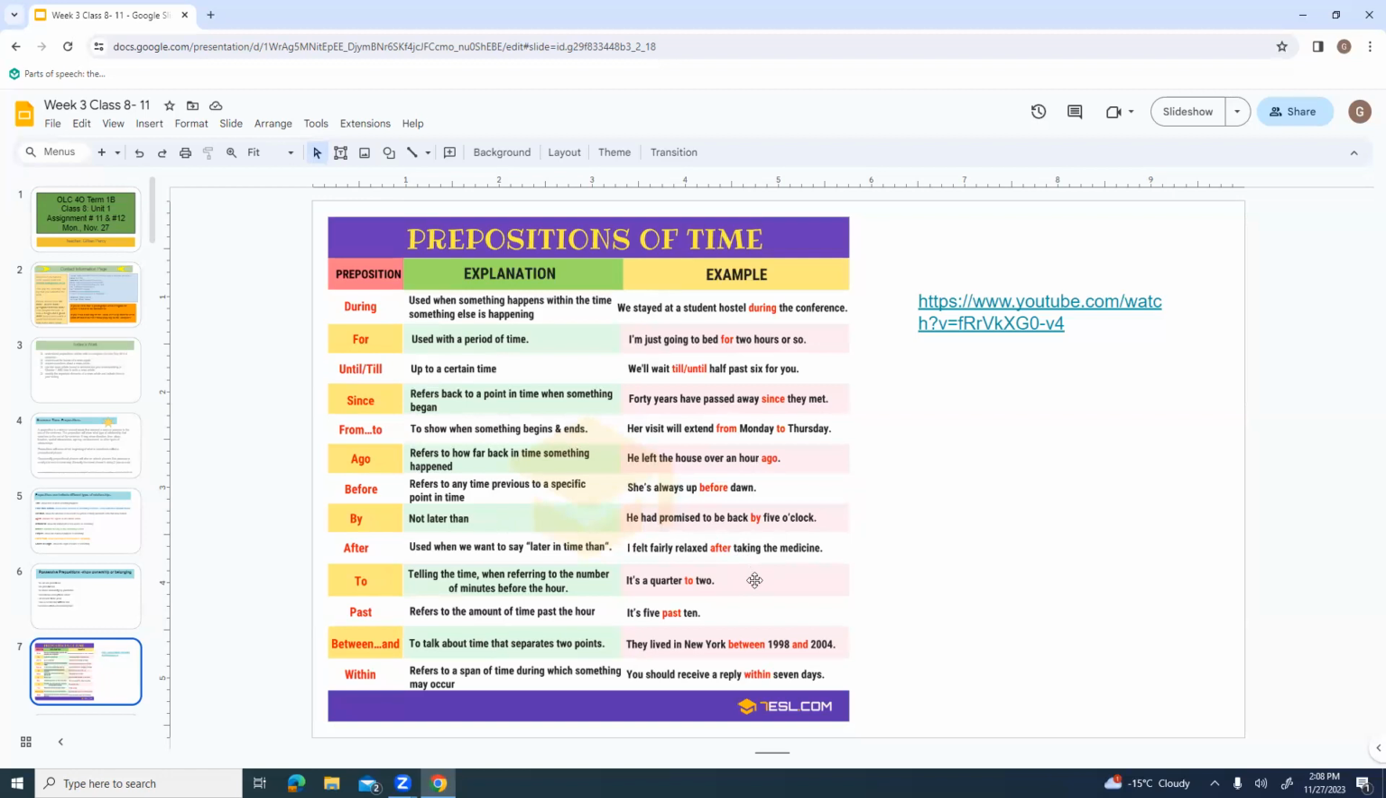Between and are another one where it separates a time between 2 points. They lived in New York between 1998 and 2004. Within refers to a span of time during which something may occur. You should receive a reply within 7 days.